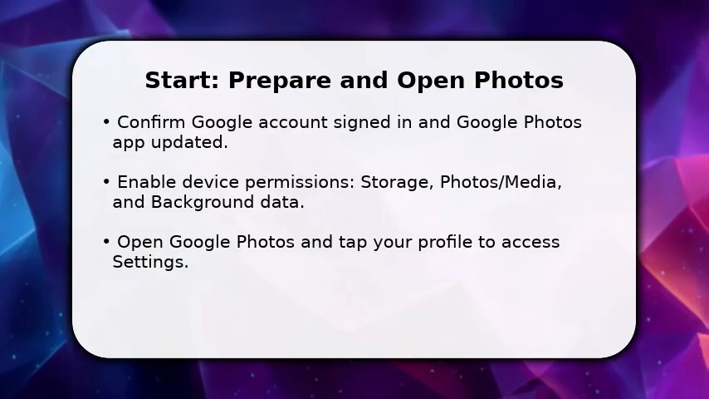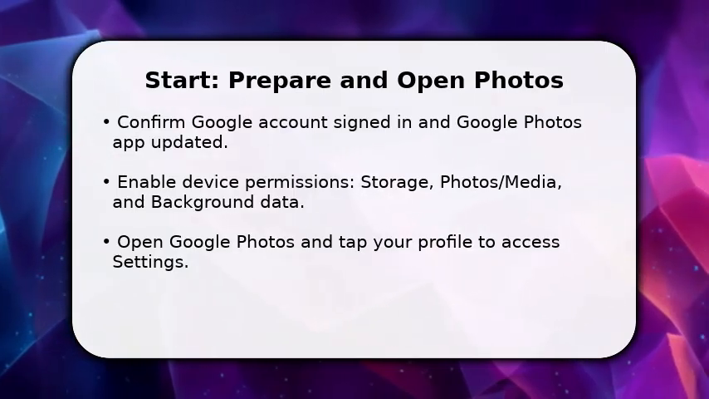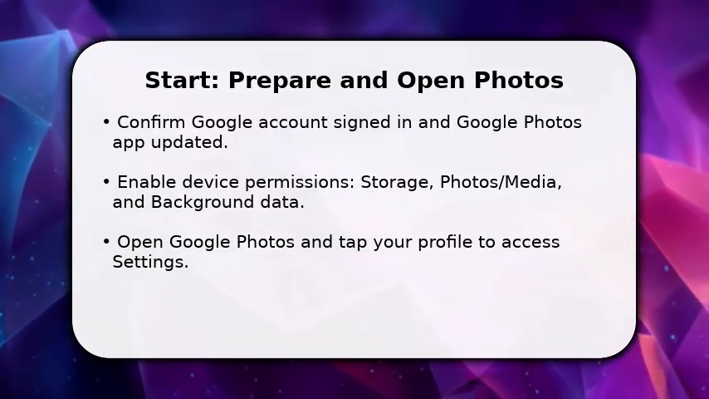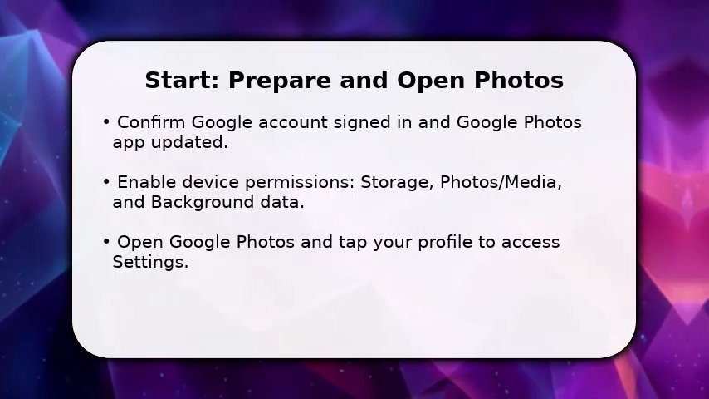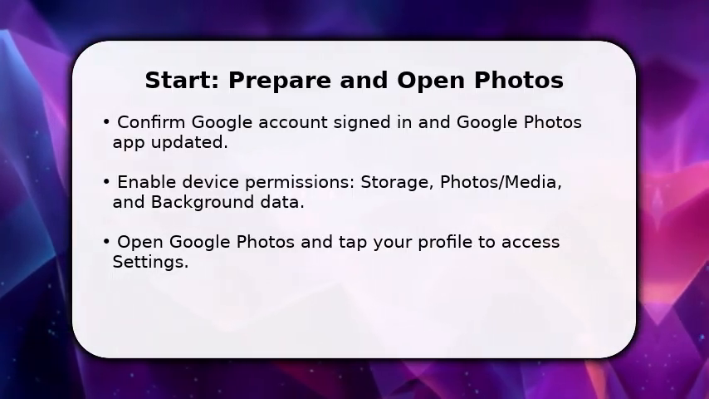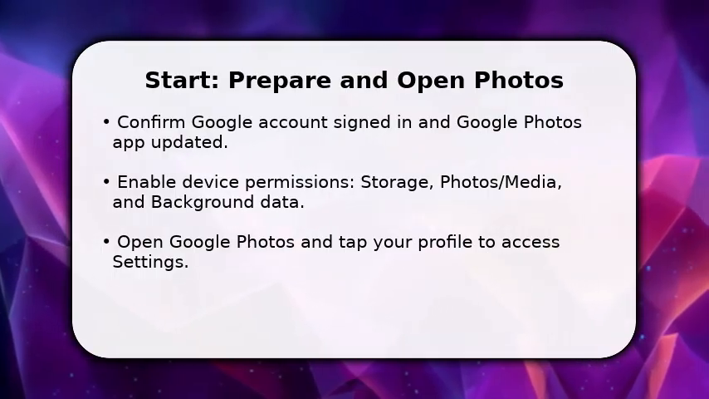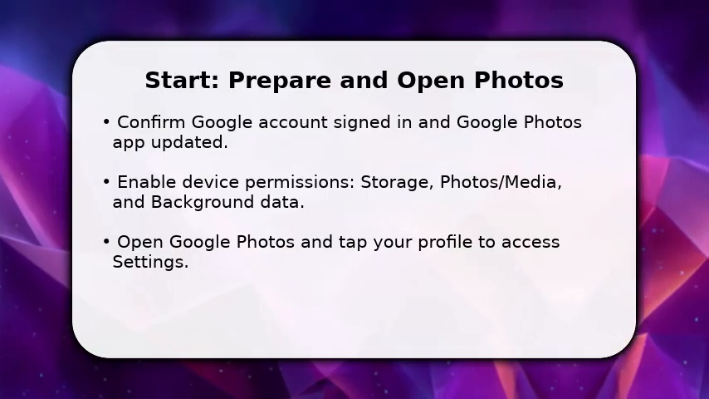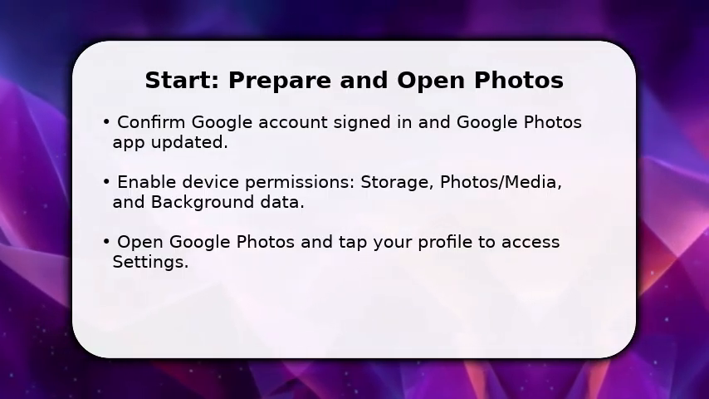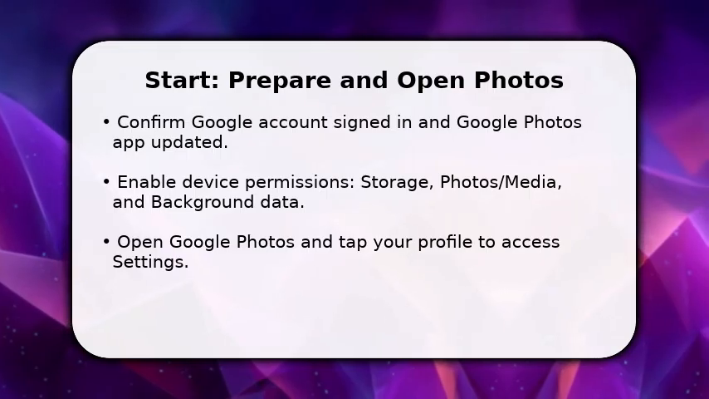You're ready to begin. Sign into the correct Google account and make sure the Photos app is updated. Once done, grant storage and Photos permissions so Google Photos can read folders. Next, open the app and tap your profile icon at top right to jump straight into settings. This gets you to backup options without extra steps.